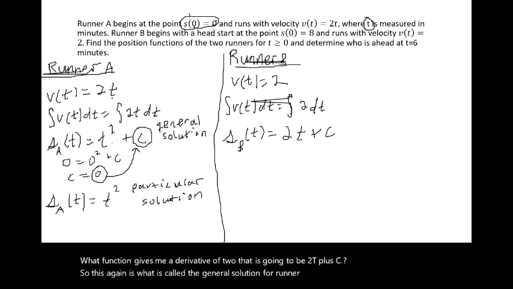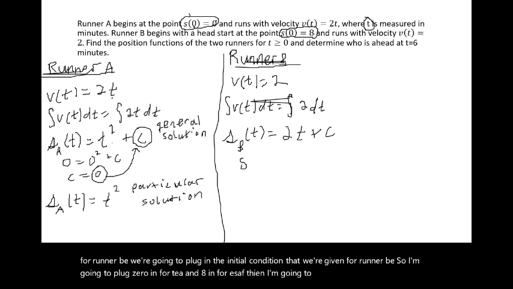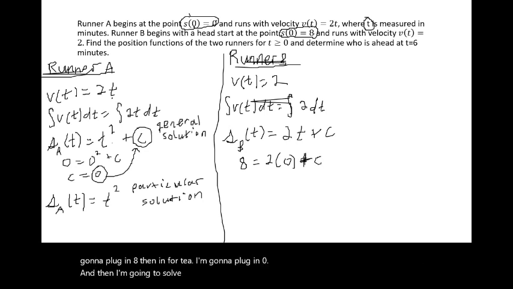To find the particular solution for runner B, we're going to plug in the initial condition that we are given for runner B. So I'm going to plug 0 in for t, and 8 in for s of t, and I'm going to solve for c. So in for s of t, I'm going to plug in 8. Then in for t, I'm going to plug in 0. And then I'm going to solve for c, and that will give us c equals 8.